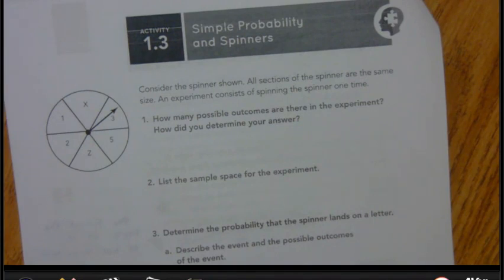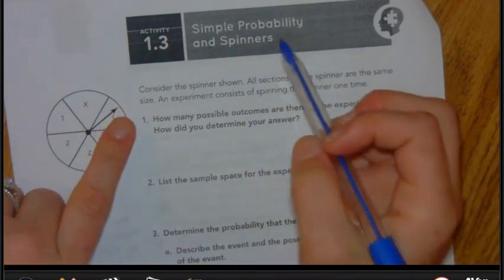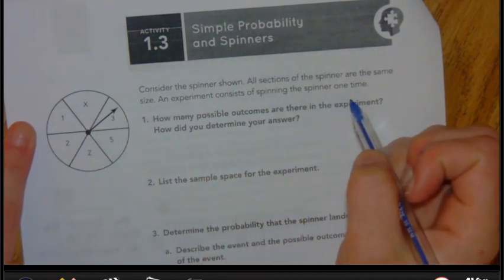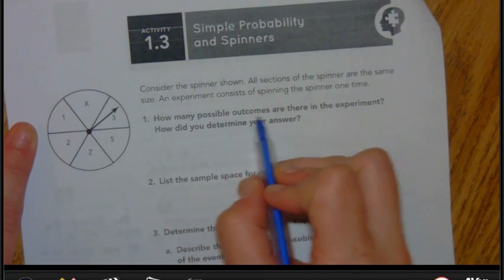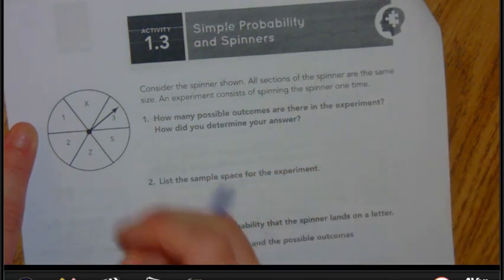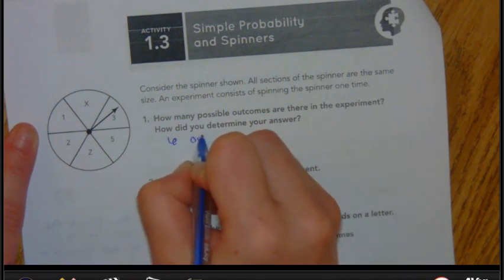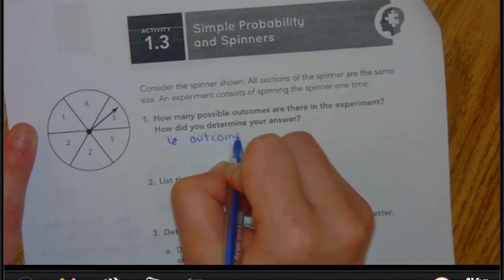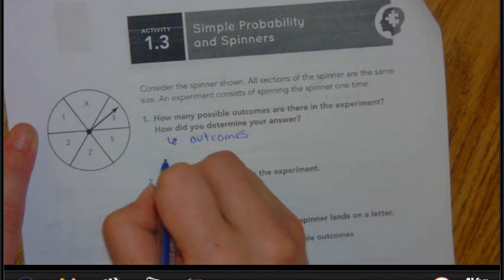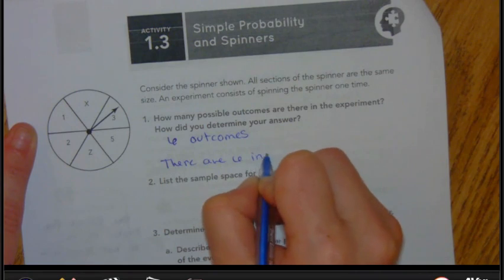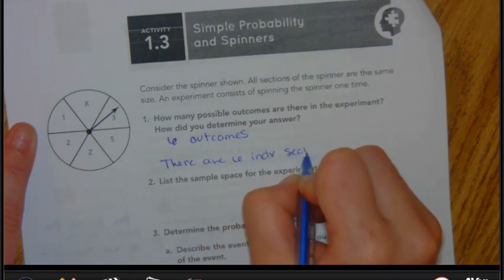1.3, consider the spinner shown. All sections of the spinner are the same size, and the experiment consists of spinning the spinner 1 time. So how many possible outcomes are there in my experiment? Well, how many outcomes do I have? You should see 6 outcomes. And how do we know? We know that there are 6 individual sections.